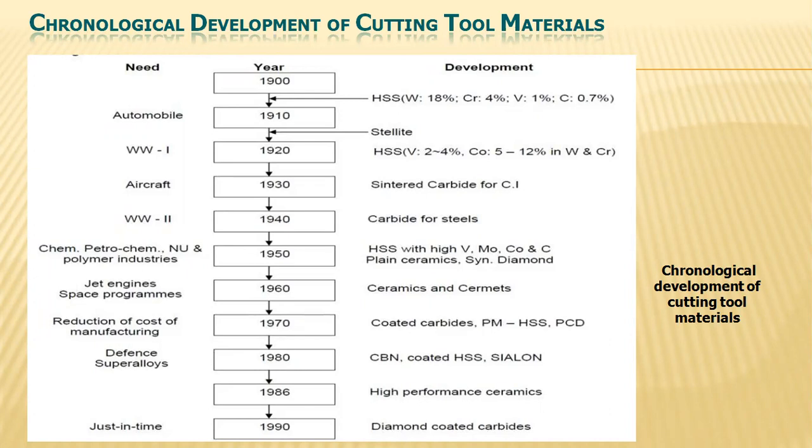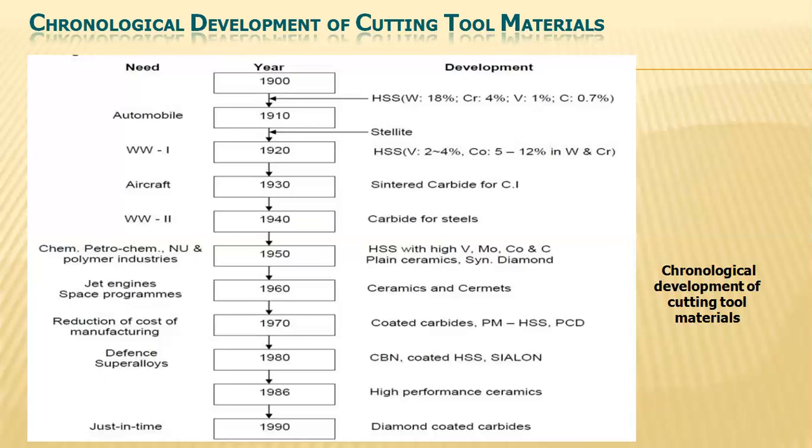Nominally equivalent dimensions will be achieved under these conditions, that is sintered carbide for cast iron, even carbide for steels, and proceeding further for chemical and petrochemical nuclear applications in the 1950s, HSS material with a composition of vanadium, molybdenum, cobalt, carbon, and the ceramics and sintered diamond composition play a major role here.